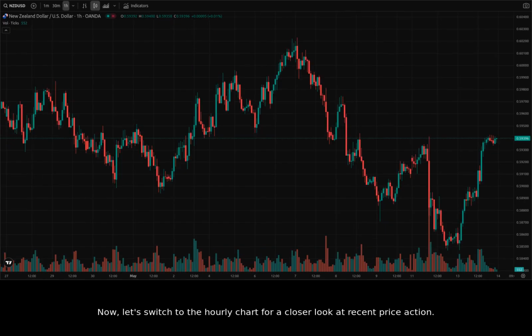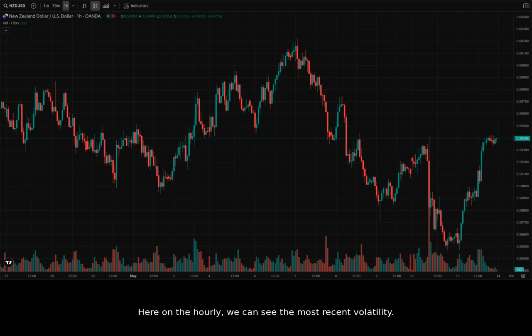Now, let's switch to the hourly chart for a closer look at recent price action. We can see increased volatility, with price swings testing support and resistance. It seems we're trending downward a little, but with lots of volatile candles. Let's filter these results a little more to get a clearer picture.